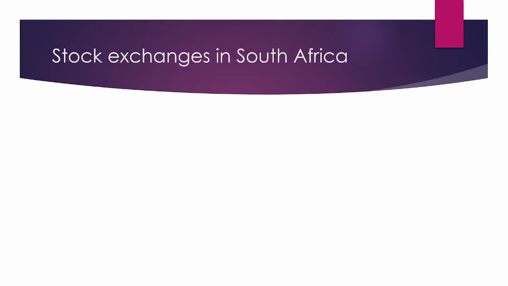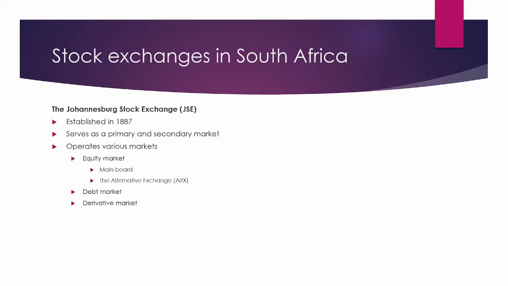Let's now have a brief look at the stock exchanges in the South African context. Our main stock exchange is the Johannesburg Stock Exchange, or JSE. It currently has around 300 listed companies, and this has been declining in recent years. The exchange was established in 1887 and serves as both a primary and secondary market. Remember, this means that you can raise new finance through issuing new shares as well as trade existing shares.